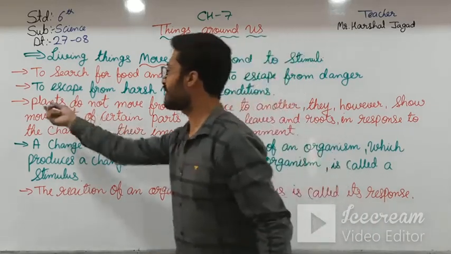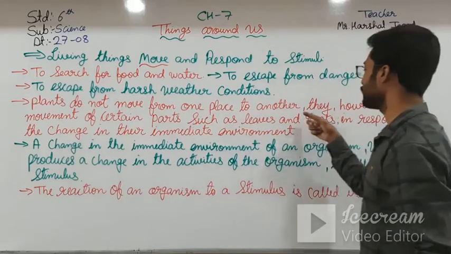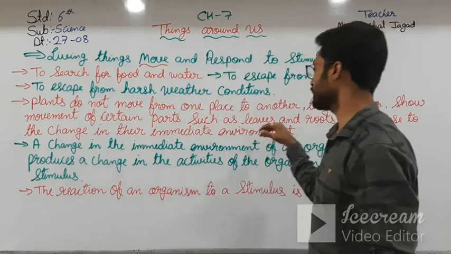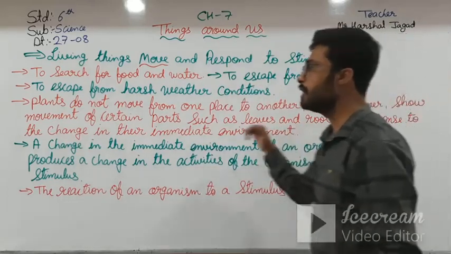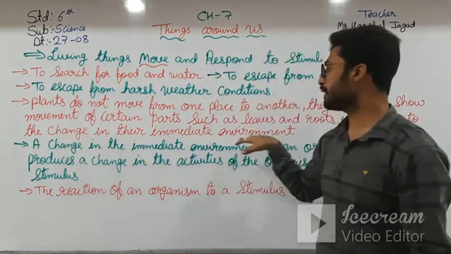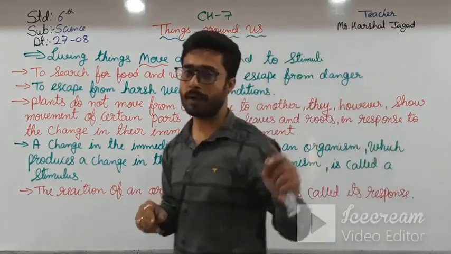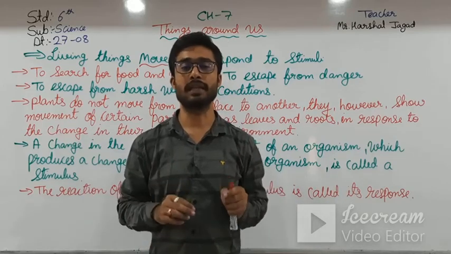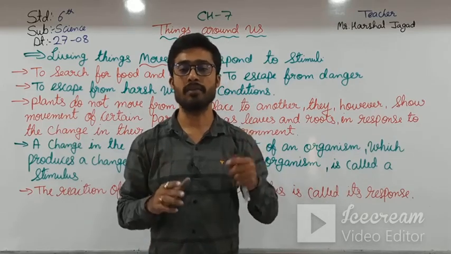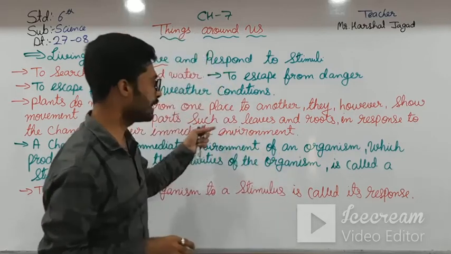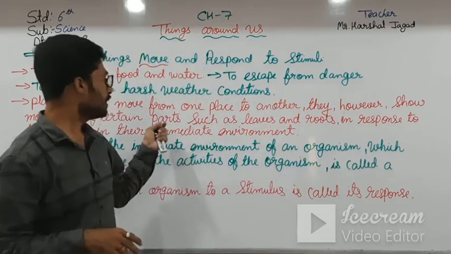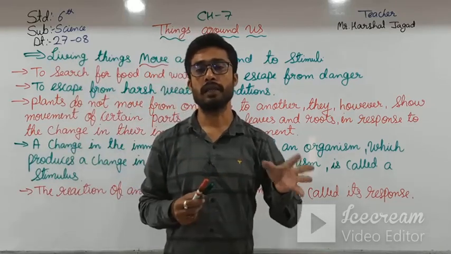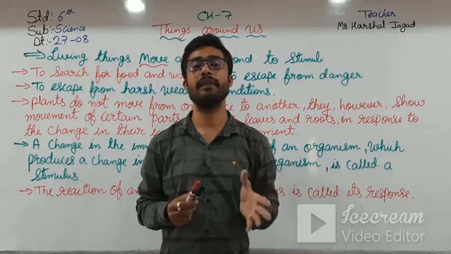Okay. Then plants do not move from one place to another. They, however, show movements of certain parts such as leaves and roots in response to the change in their immediate environment. So here the plants cannot move from one place to another place. What do they move? They just move parts of the plant, such as leaves and roots. Why? Because of the immediate change in the environment.